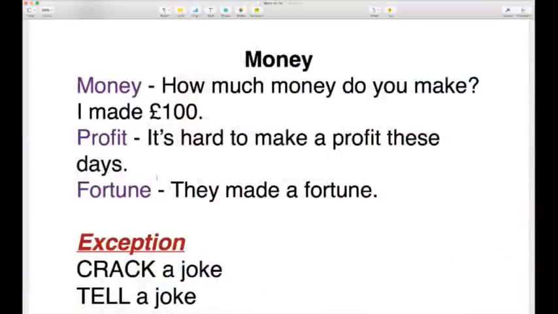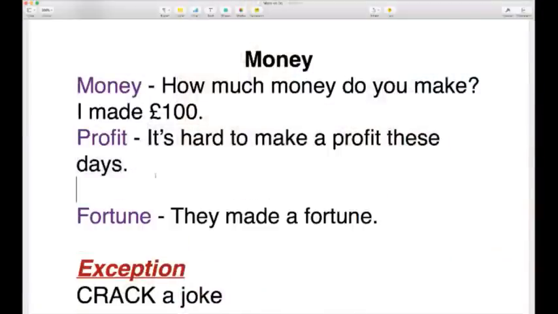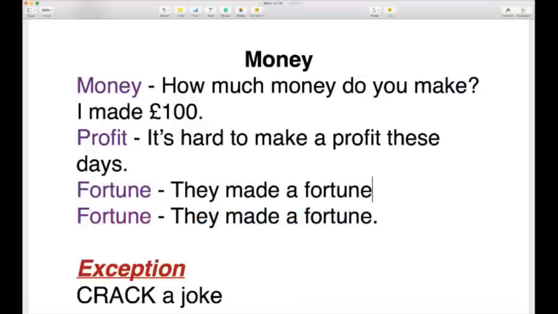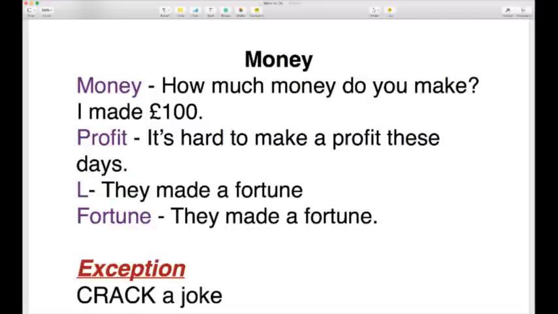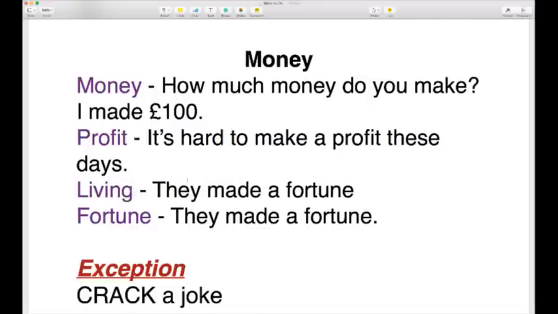But let's carry on talking about making money. One of you mentioned making a living. And you're absolutely right. We'd say make a living rather than do a living. So I might say to you, I have to go to work. I have to make a living. And this is just to make enough money to survive.